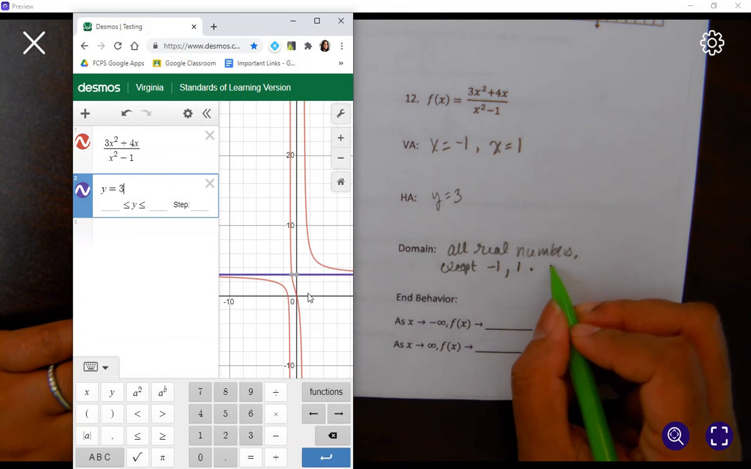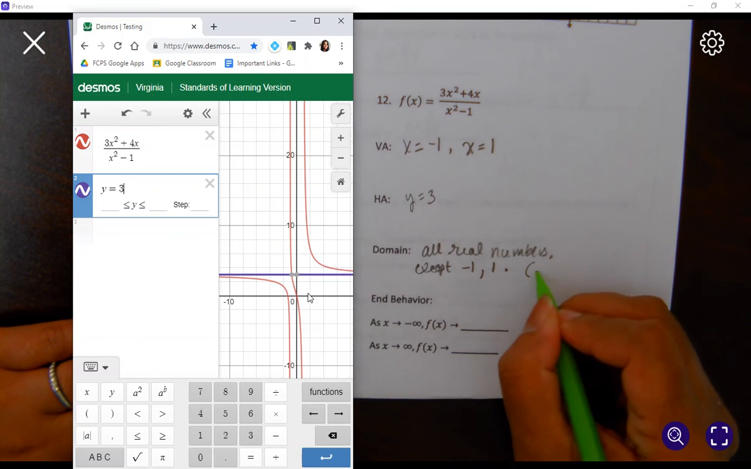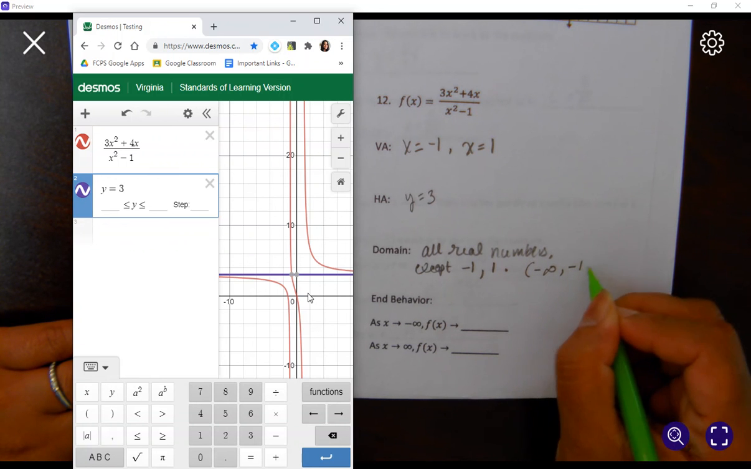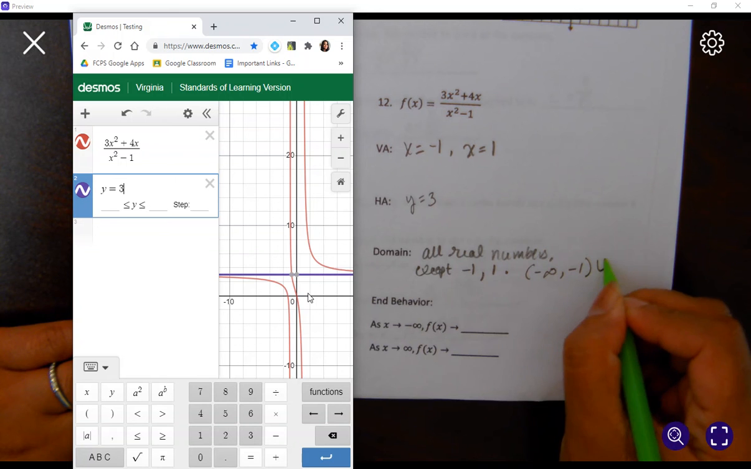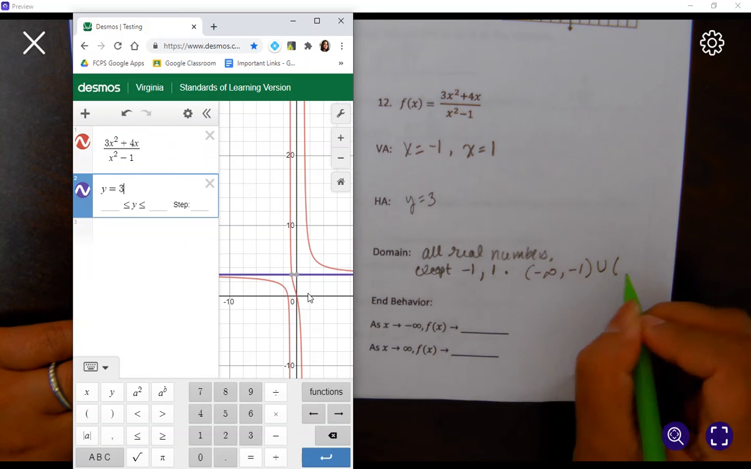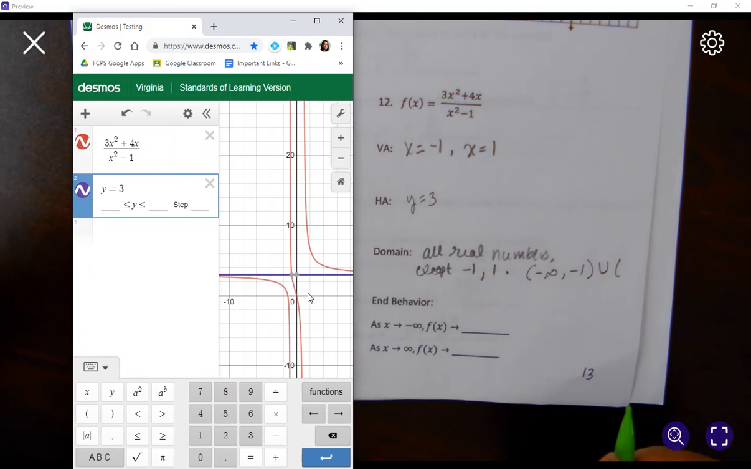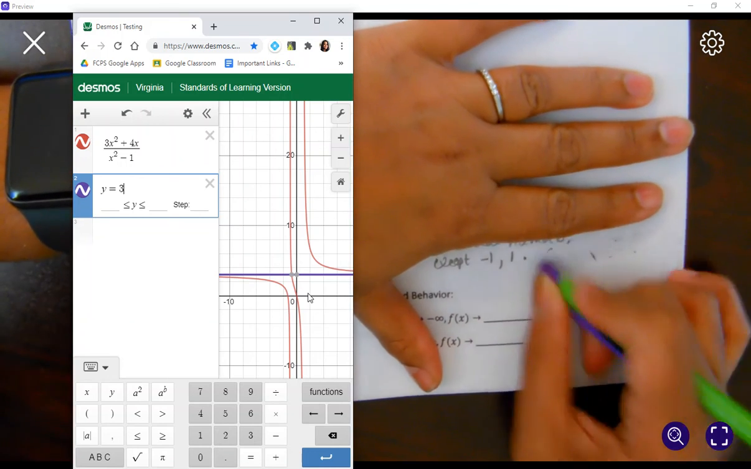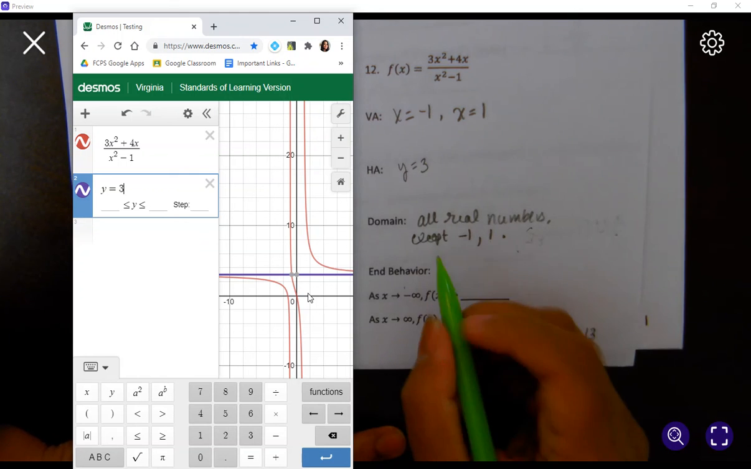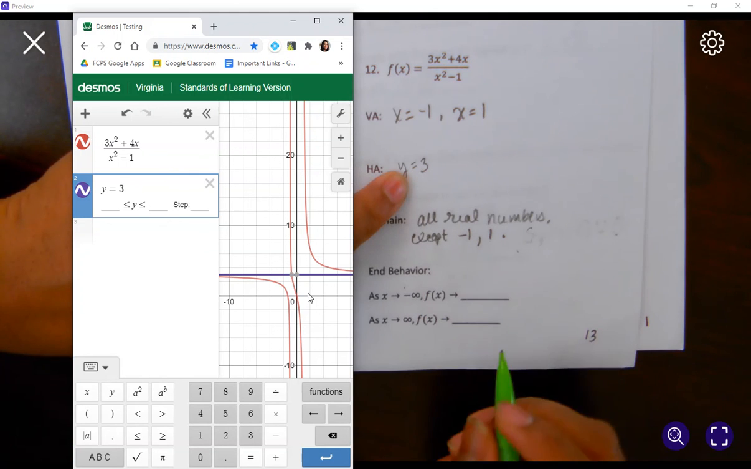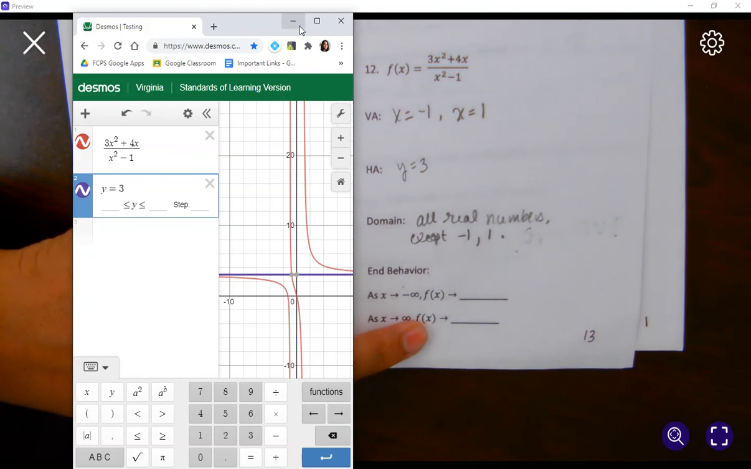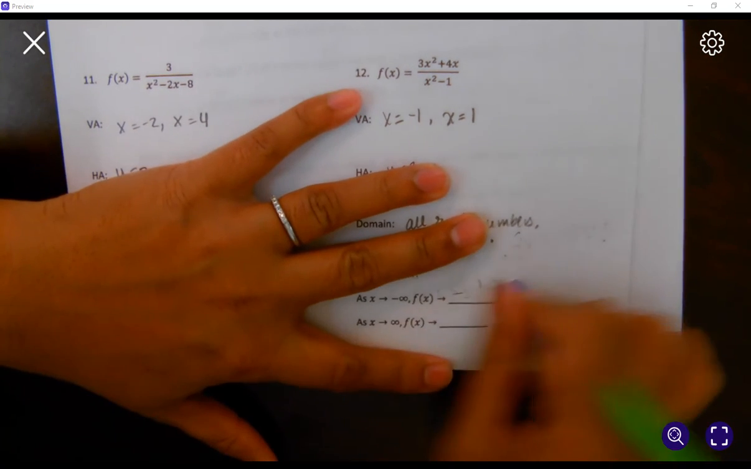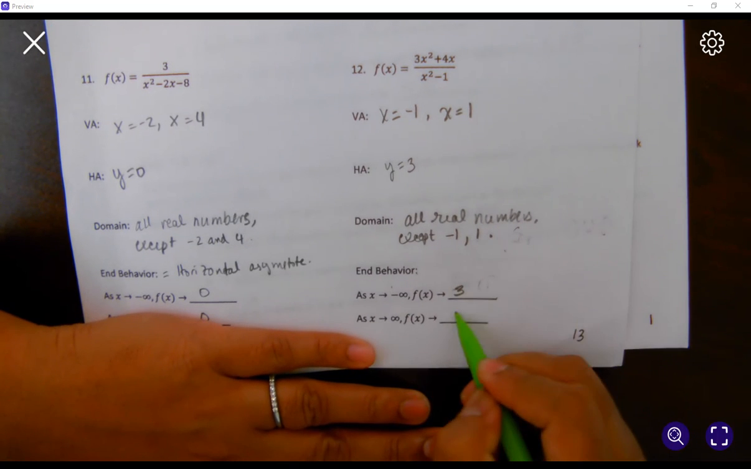So if you were writing this in interval notation, you would say from -infinity until -1, and then from, well, let's just leave it like this, it's too complicated. Okay, and then your end behavior always is equal to your horizontal asymptote, so you're going to write +3 and then +3.